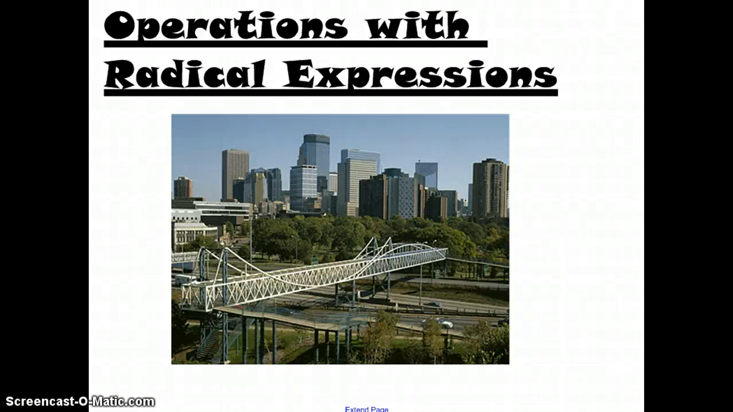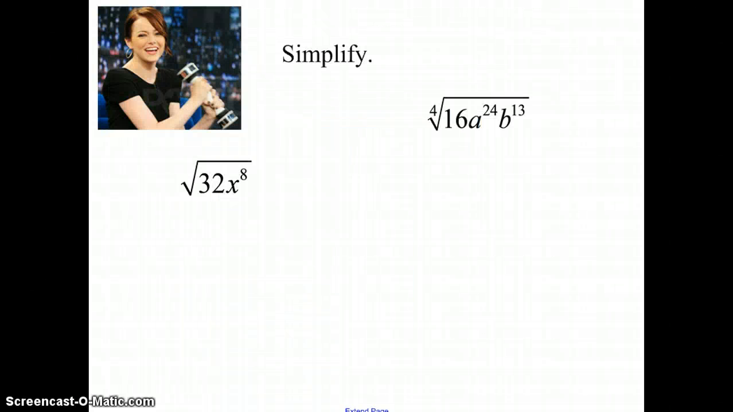Lesson 5 of Chapter 7 deals with operations with radical expressions. The picture is taken in Minneapolis. It's of the Irene Hickson Whitney Bridge. The bridge was actually designed to look like a handshake. We'll start by simplifying some radical expressions.